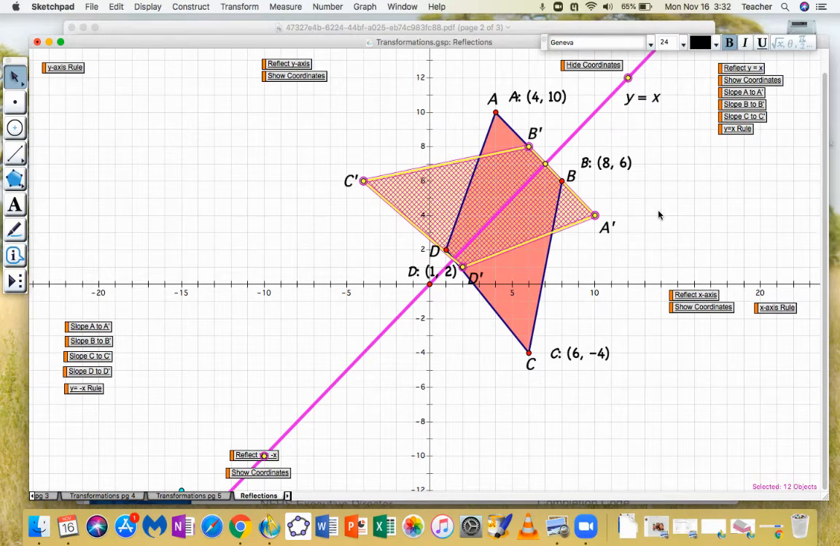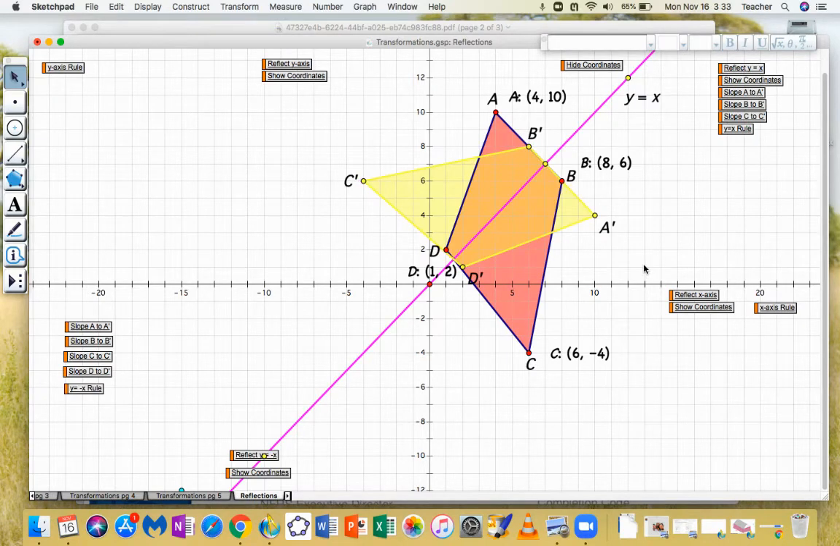When I flip across it, here's what I get. I flip across that y equals x line. And it's not as simple as flipping across the x-axis or y-axis, because I got a diagonal line here. The same rule applies. Whatever the distance from A to that line of reflection is, has to be the same distance from A prime to that line of reflection. Now, it's a little different because it's a little twisted and turned.